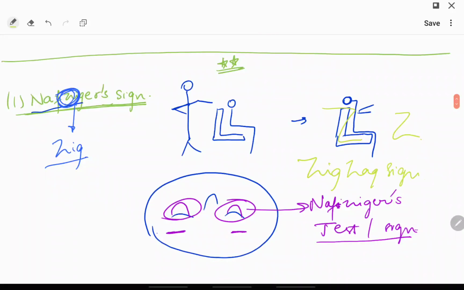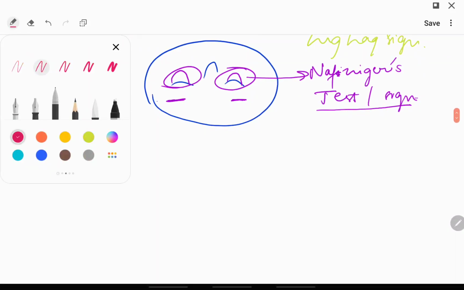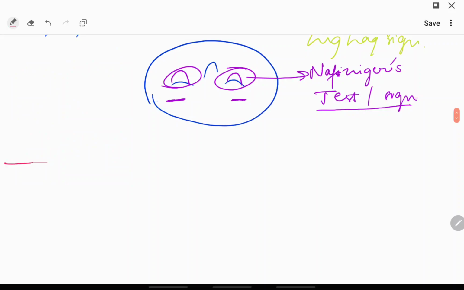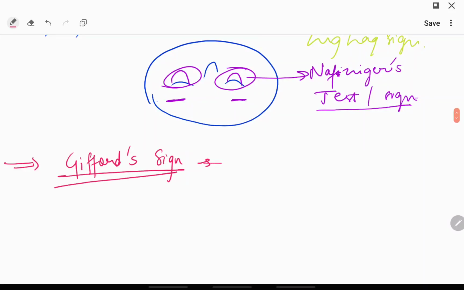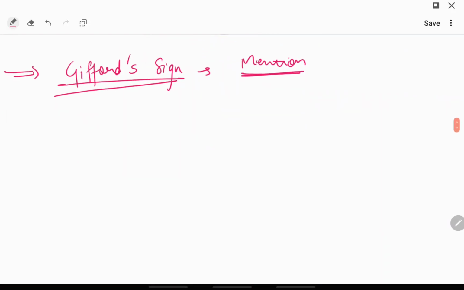And the last one which is worth mentioning is the Gifford's sign. It is an honorary mention. I don't really know the mnemonic of it, but I just know it. So as you know, there are two types of the condition when the eye is protruded out of the orbit. So this is the orbit and the eye is protruding out.